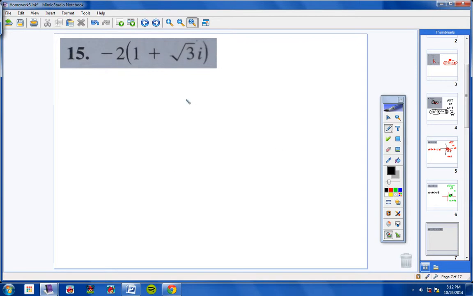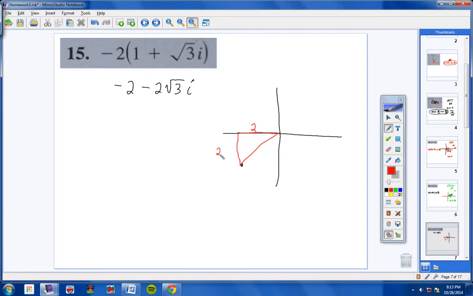Okay, here we go. Now, I would multiply the negative 2 through, so you would have negative 2 minus 2 square root of 3 I, okay? And so students, it would be negative, negative, negative, so we'll be over here. So here's our line, and we're going to go over 2 and down 2 square root of 3. So 2 square root of 3. Let's very quickly find the hypotenuse.